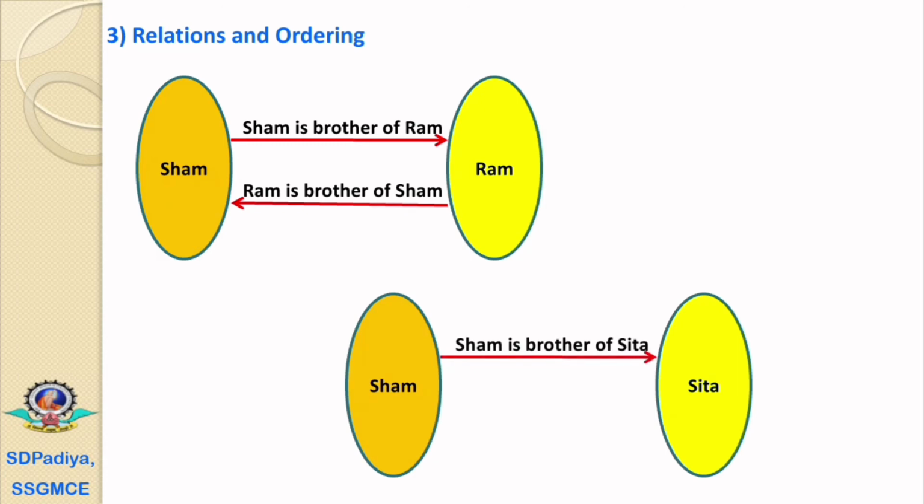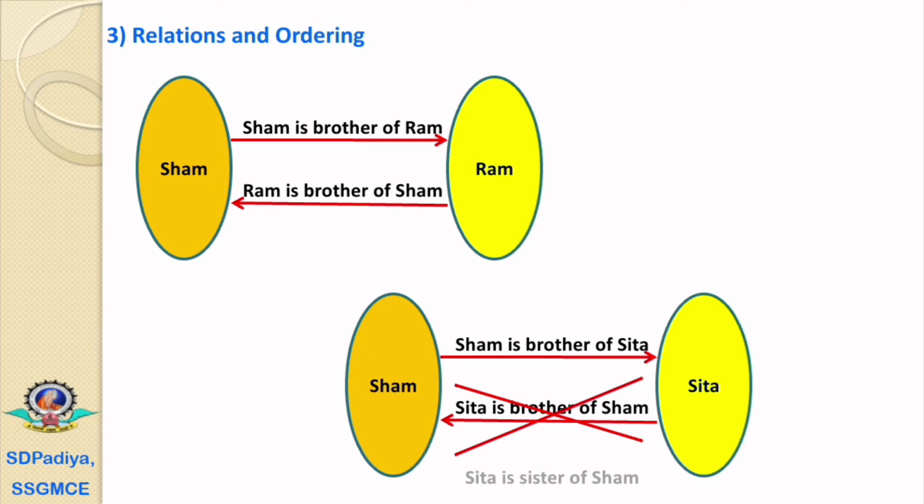If one is Shyam and the second person is Sita, one is a boy and one is a girl, and we say that Shyam is a brother of Sita, that doesn't mean that Sita is a brother of Shyam. If we say this, then it will be wrong. Then the relation of a girl with a boy is different. That we call the sister. Shyam is a brother of Sita, then we can say that Sita is the sister of Shyam, not a brother.